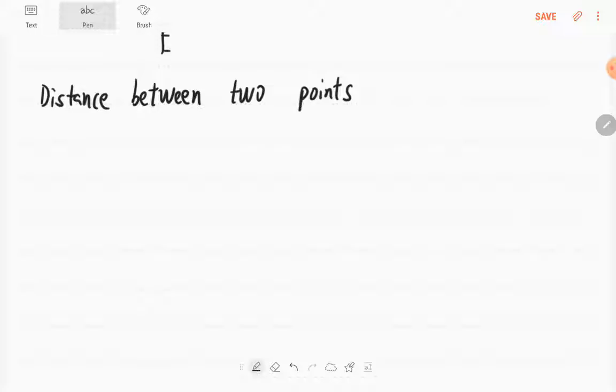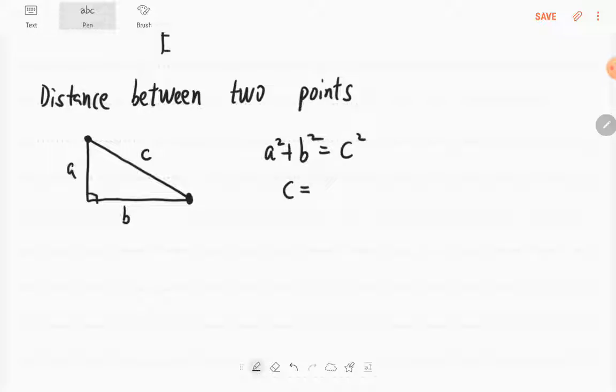So the idea is the following. If you have this point and this point, the distance between the 2 points is actually this side C, right? We can always draw a right triangle if this is A and this is B. What is the side C? We can use the Pythagorean theorem. A squared plus B squared equals C squared. Then C, since C is a length, must be positive. So it would be the square root of A squared plus B squared.